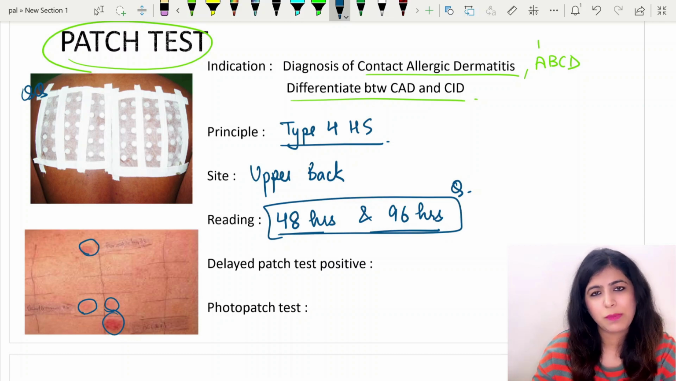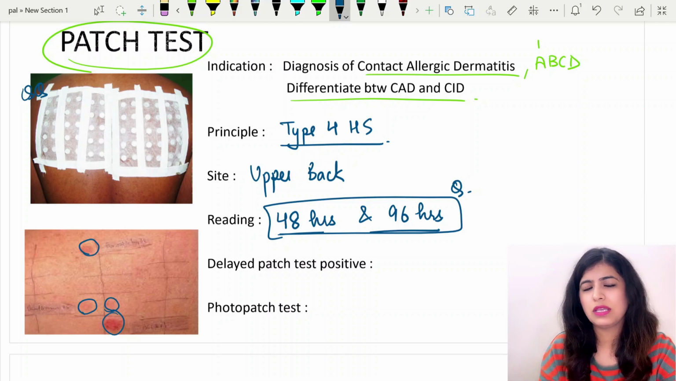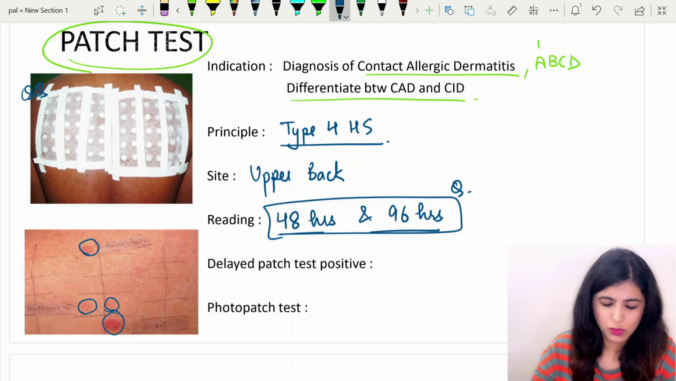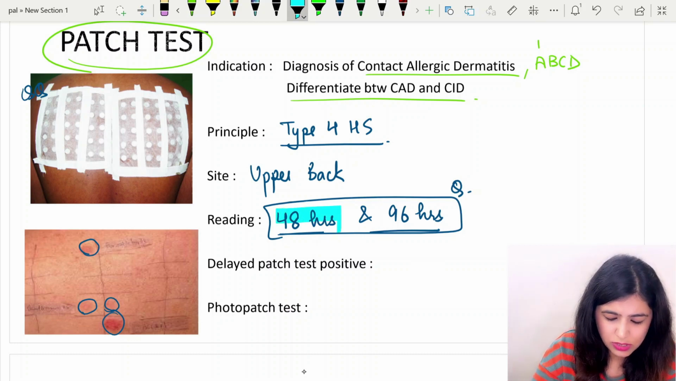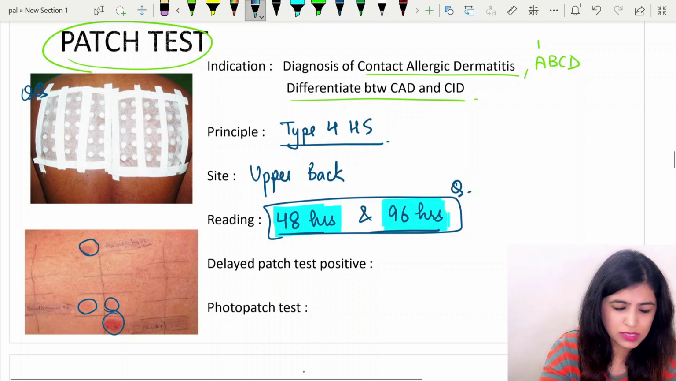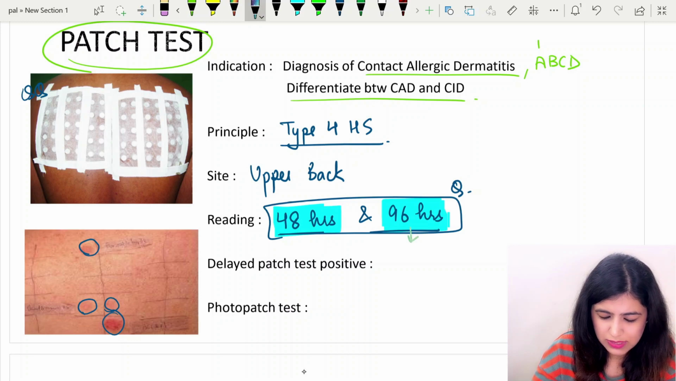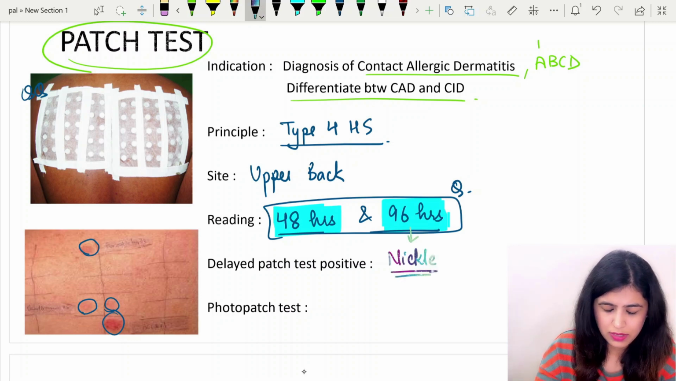So see, they asked patch test last year, they asked it this year. So in one form or the other, this is a very important question. Reading is done at 2 times, 48 hours and 96 hours. A delayed patch test positive, which is at 96 hours, is generally seen with patients who are nickel positive.